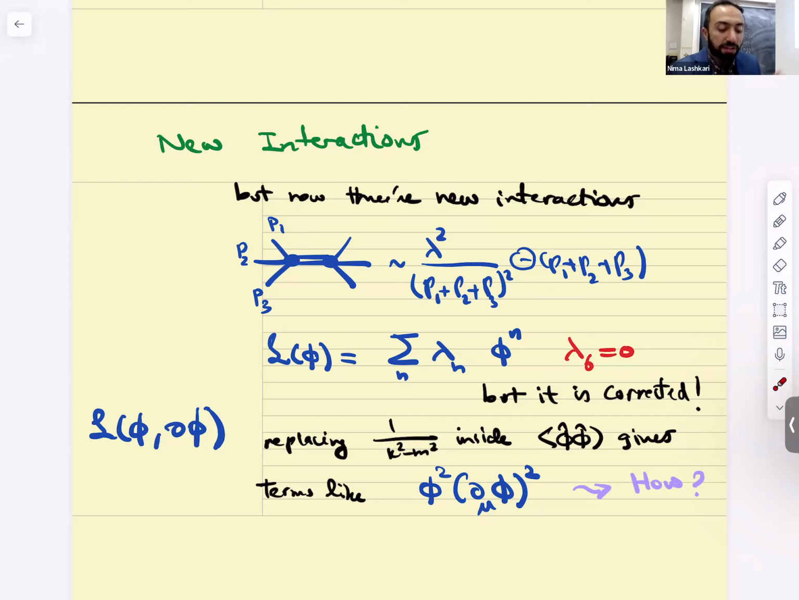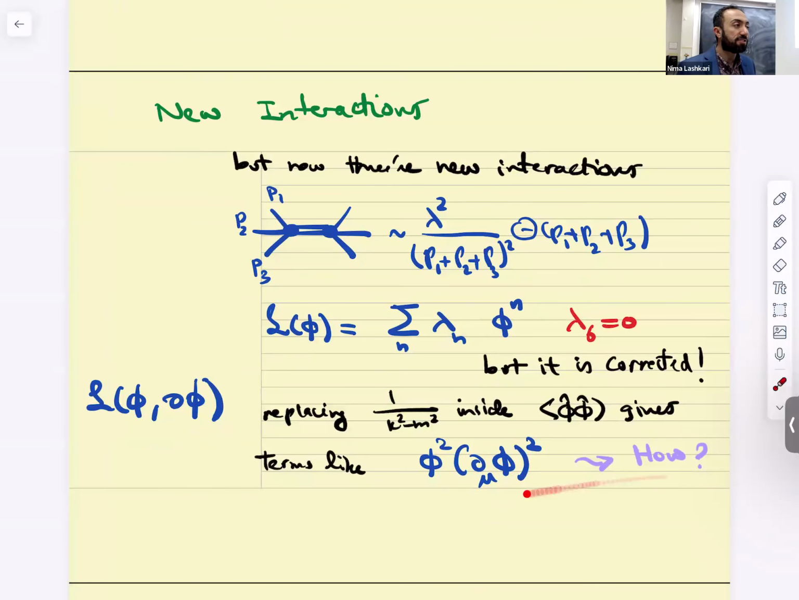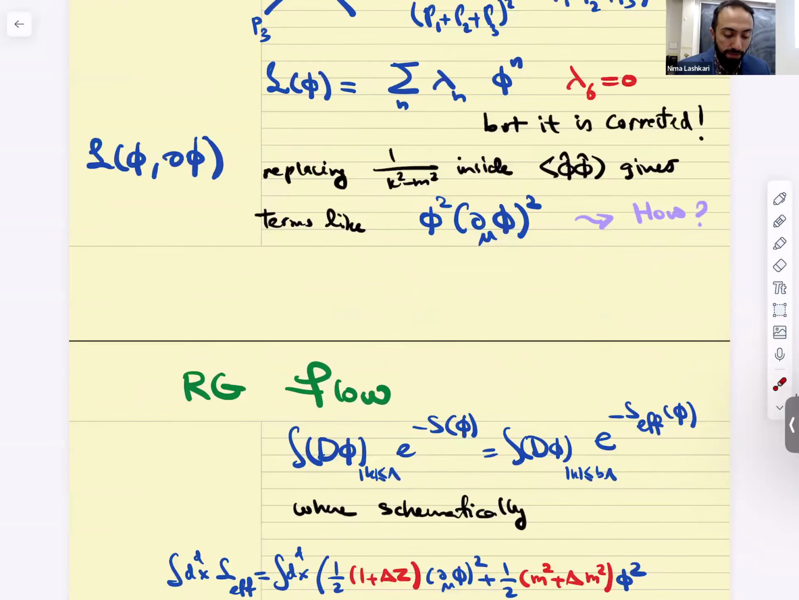Good. So now I'm telling you that actually from the point of view of low energy physics, we should not only include higher powers of phi, we should also include the derivative. So the Lagrangian is going to look like this, a power series, Taylor expanded in phi and del phi. Do think about how such terms pop up.